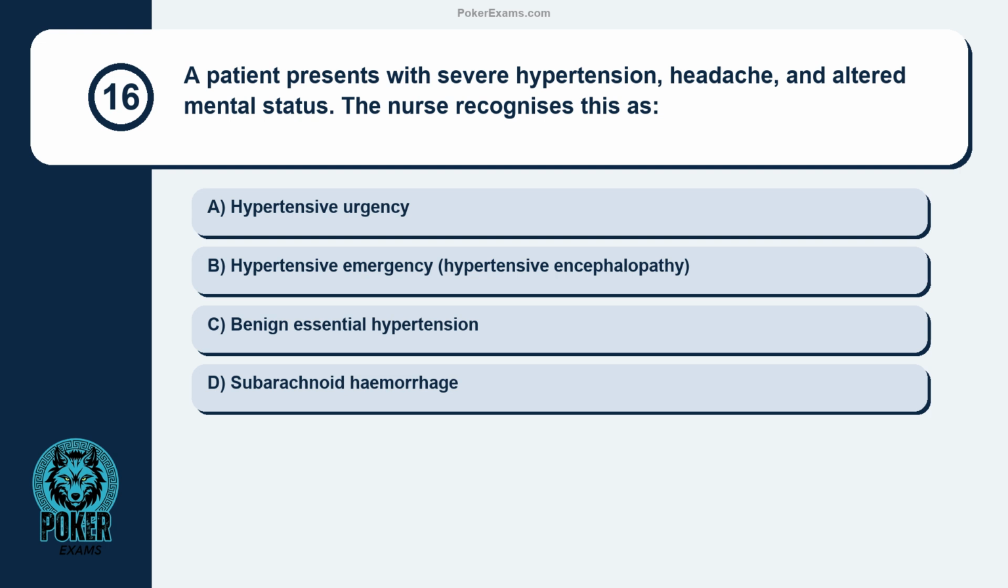Question 16. A patient presents with severe hypertension, headache, and altered mental status. The nurse recognizes this as hypertensive urgency, hypertensive emergency, hypertensive encephalopathy, benign essential hypertension, subarachnoid hemorrhage.